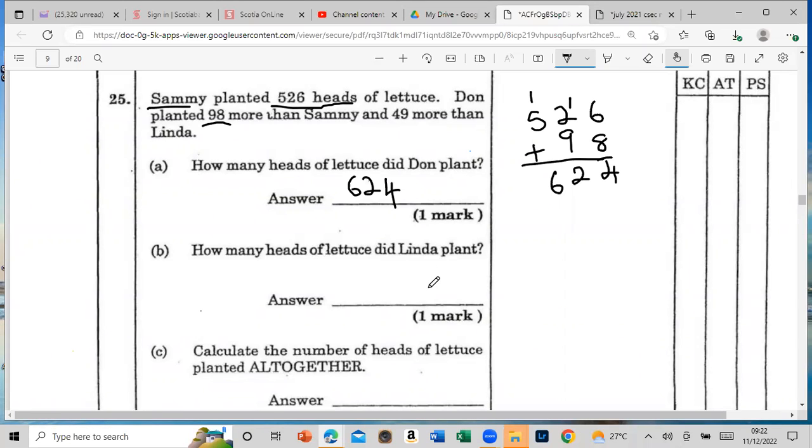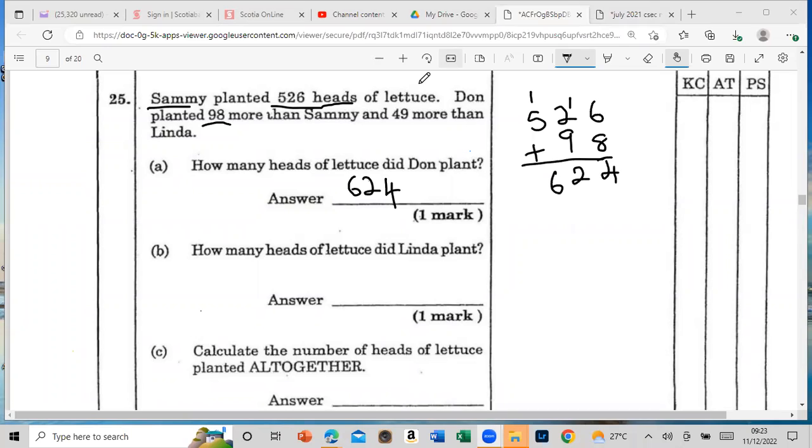All right. So guys, everybody understand? Because it's 98 more, we add 98 to the total. What if it was 98 less? Subtract, sir. You subtract the 98 from the 526. All right.